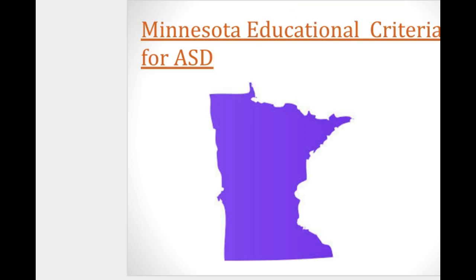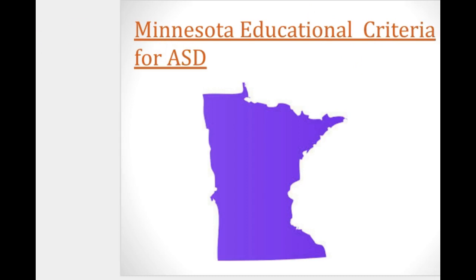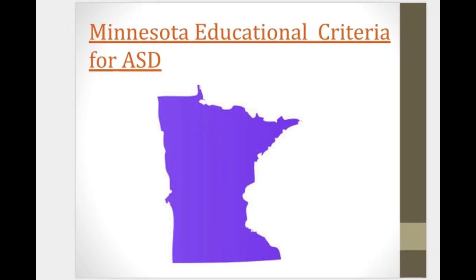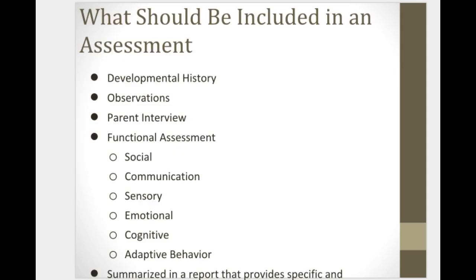I showed you the Minnesota educational criteria. The criteria for each state can be slightly different, but not necessarily all that different. Obviously, because autism has those consistent categories, their criteria isn't going to look super different than Minnesota's. Okay. What should be included in an assessment as we're looking at assessing a child in an educational assessment?